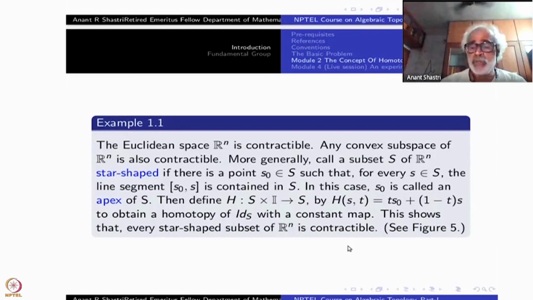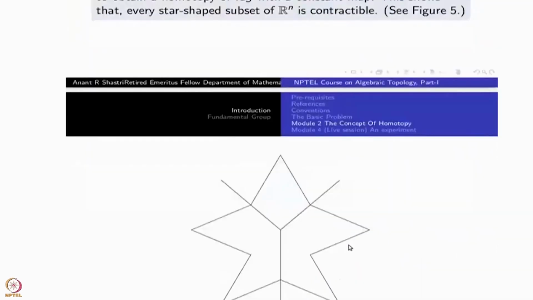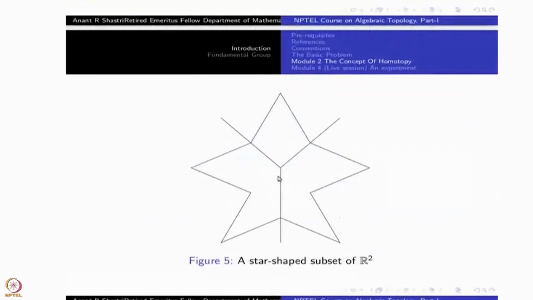Okay, so we have a picture of what a star-shaped set is here. These are 3 lines meeting at a point. That point is S naught. You take any point inside this figure, you can join it to that point by a line segment, and the line segment will be completely inside the picture.